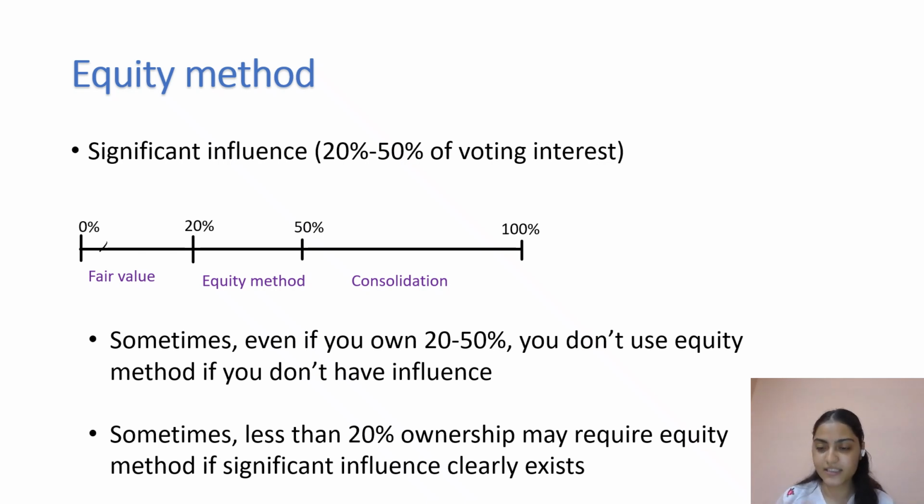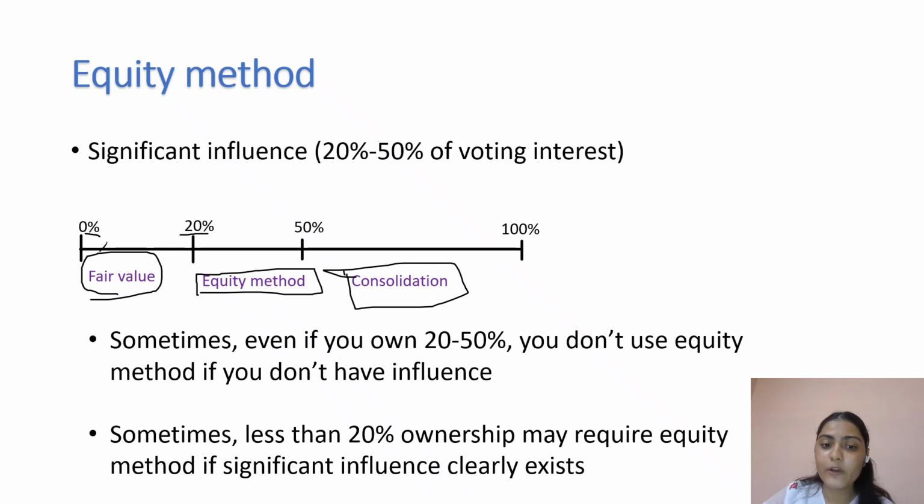So, let's start with today's topic, which is equity method of accounting for investments. Now, we always start with a general rule. What is the general rule here? When you own 0 to 20% of voting interest in a company, you use the fair value method. When you own 20 to 50%, you use the equity method. And when you're owning more than 50% in a company, you have to consolidate. Now, the fair value method and consolidation is a story for some other day. Let's focus on equity method.